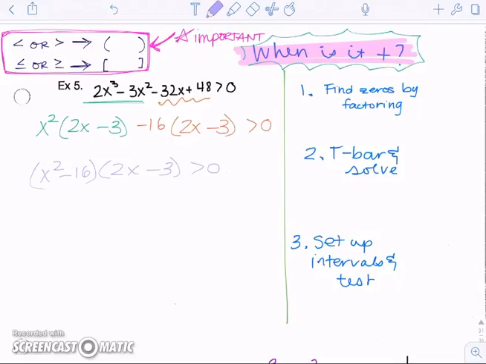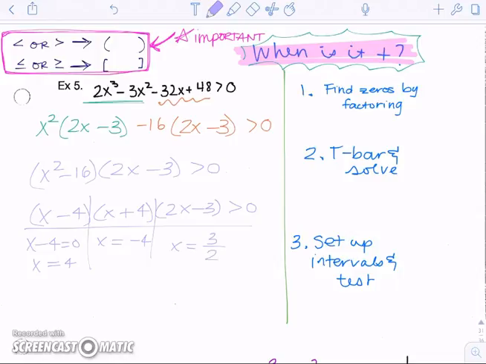This x squared minus 16 is what we call a difference of 2 squares, so I can do x minus 4 times x plus 4, all times 2x minus 3. It is greater than 0. Keep in mind I'm looking for my 0, so I'm going to t-bar and solve and pretend that it's equal to 0, because those will tell me where it is 0, and that will help me decide where it's greater than 0. So I have zeros at x equals 4, x equals negative 4, and x equals 3/2.